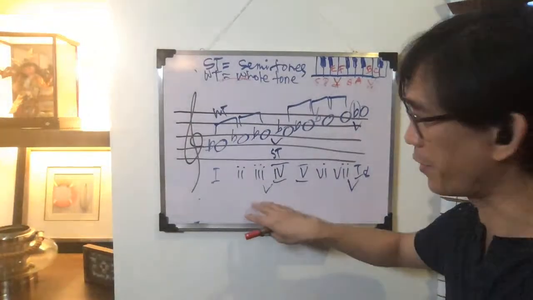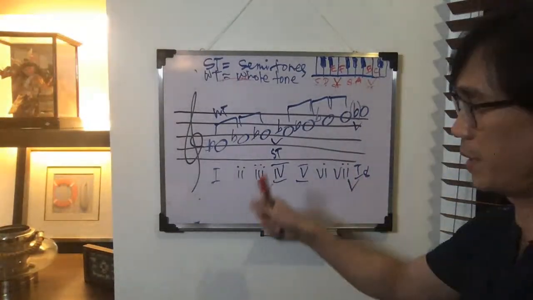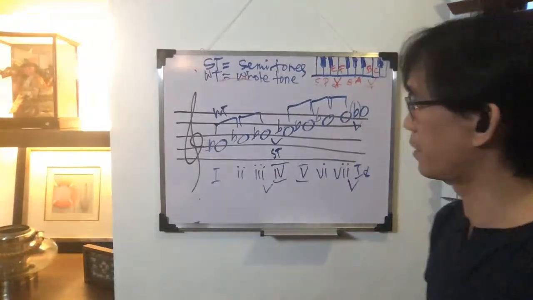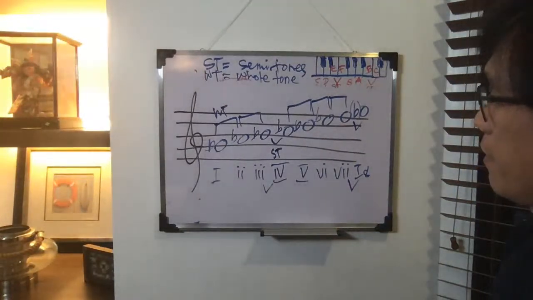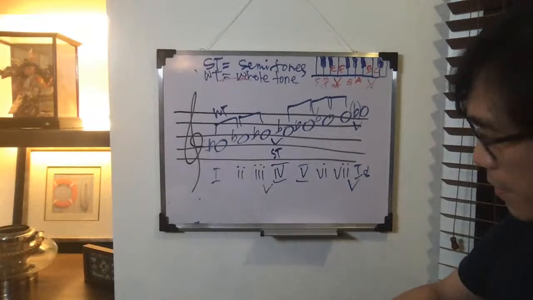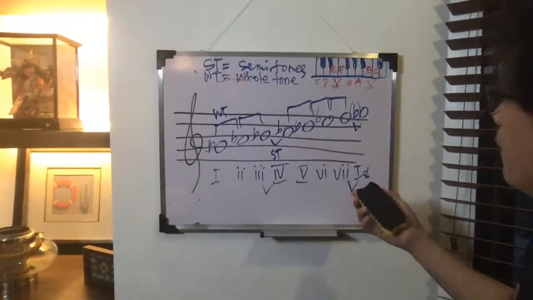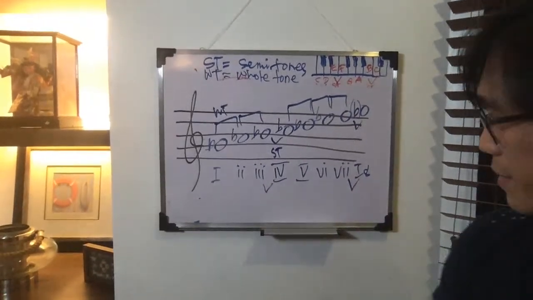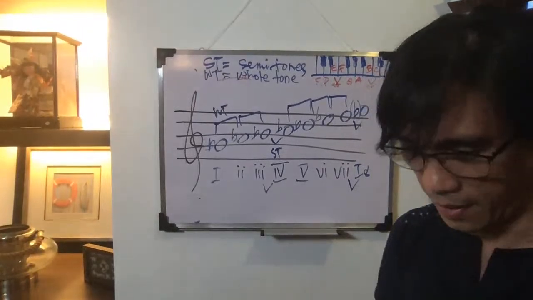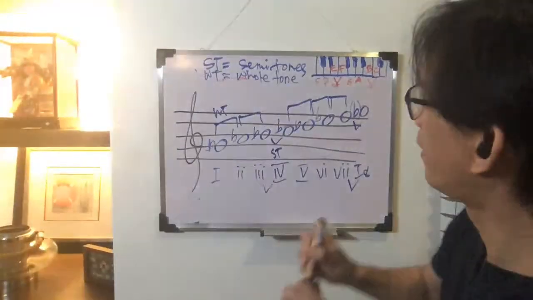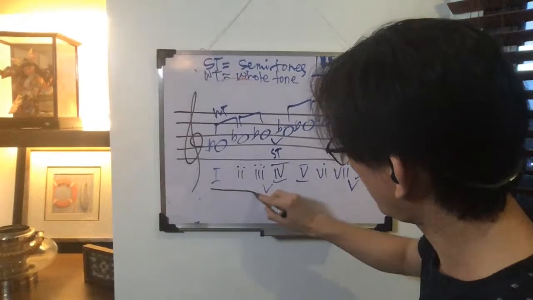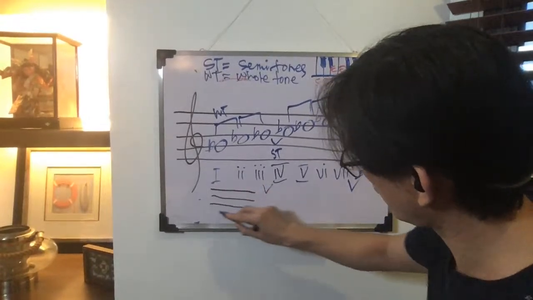So always remember 3, 4, 7, 8 semitones. The rest are whole tones. So now, how do we write the key signature? There's no space, so I'll just write a very small staff here, just for writing the key signature down.